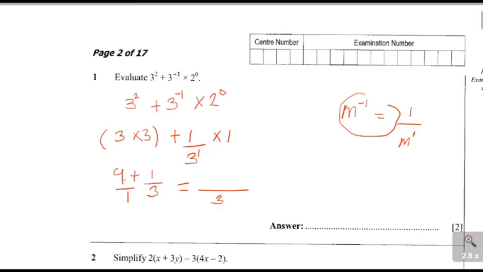3 times 9, you are going to get 27. Then you add 3 into 3, it's 1, and 1 times this one gives 1. So 27 plus 1, you get 28 over 3. Now we can leave our answer as a mixed fraction: 3 into 28 goes 9 times, remainder 1, so 9 and 1 over 3. So this is our final answer for question 1.